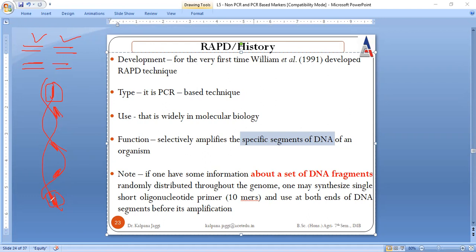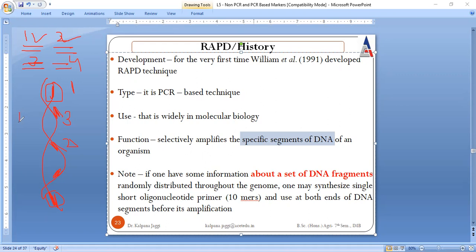There is no order of distribution, like this one will be at number one only, or that one at number two only. No, this can be 3 and 4. That means there is no sequential arrangement. I mean to say, if you have information about a set of DNA, then you can synthesize a primer. Normally we don't have information about this DNA.